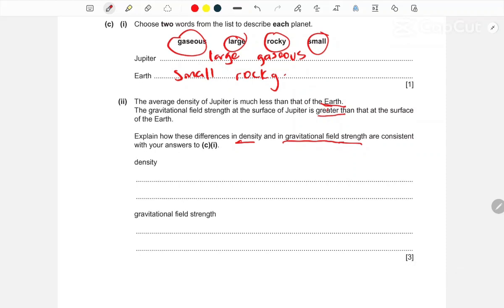So for density, Jupiter has lower density because it's made of gas, and gas has less density than rocks or Earth, which is rocky. So it has lower density because it's made of gas.